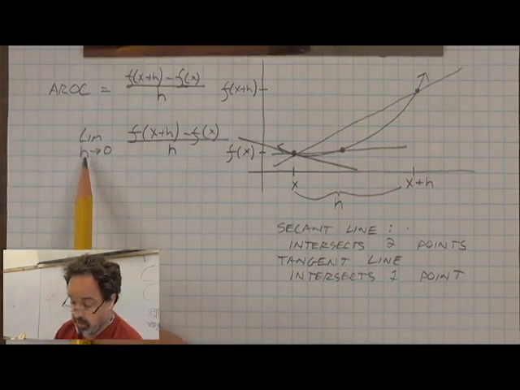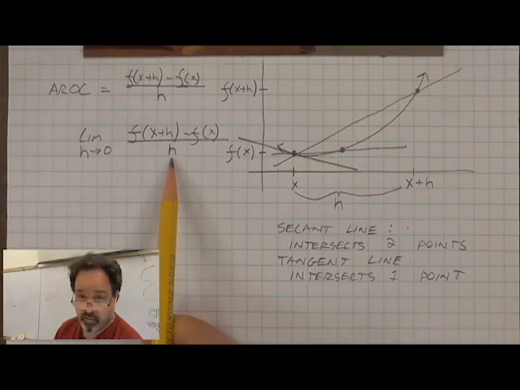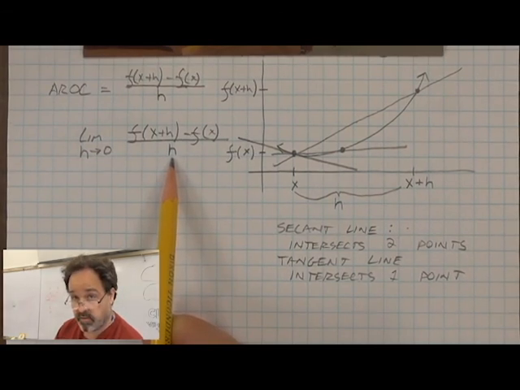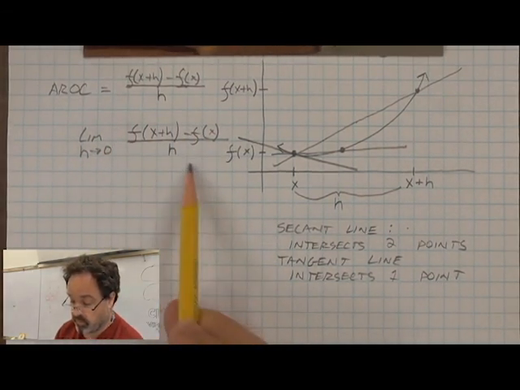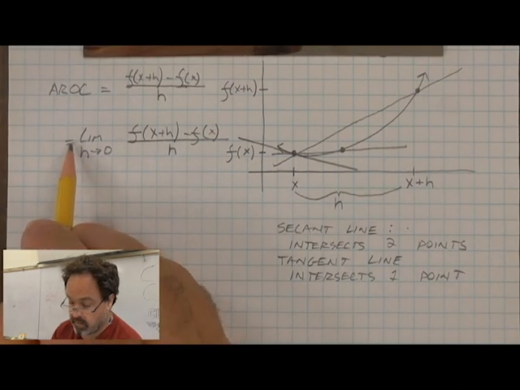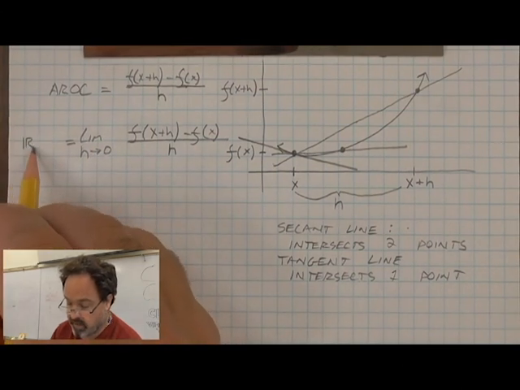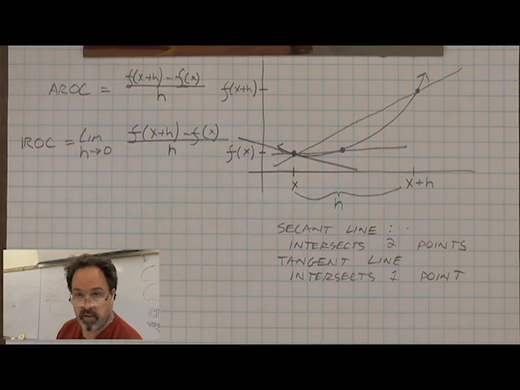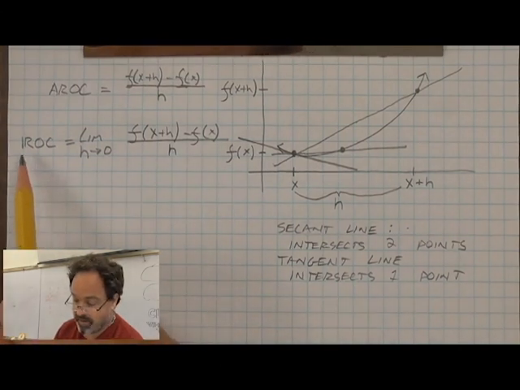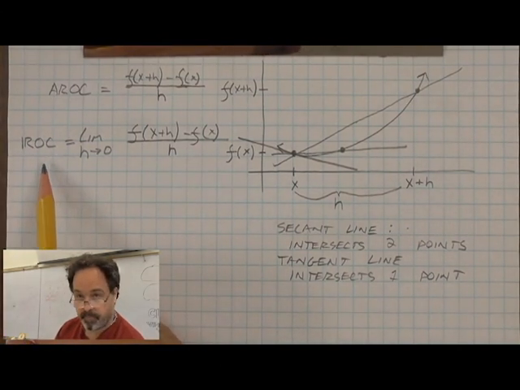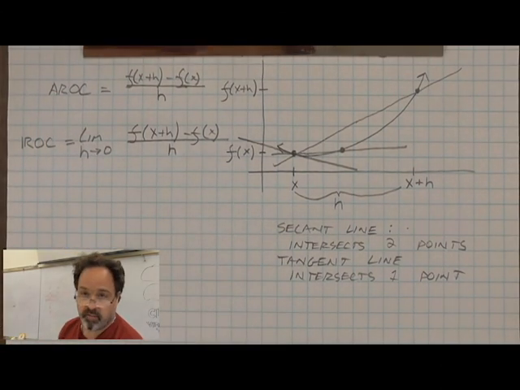If this interval, h, goes to 0, we're no longer calculating average. This expression, which includes the limit, then is what we call an instantaneous rate of change. And we can abbreviate it with IROC, the I being for instantaneous instead of the A for average.